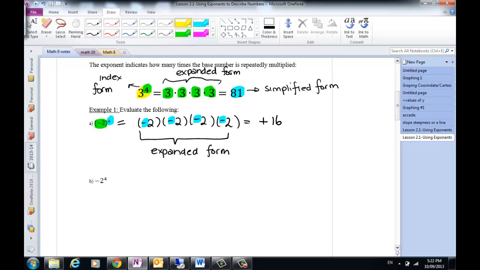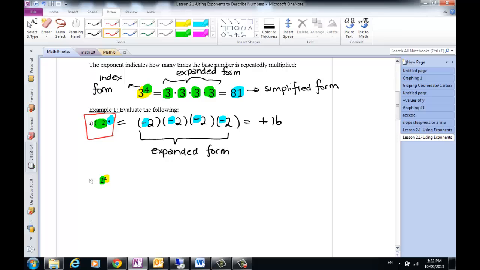Now in the next example, for B, we have negative 2 to the power of 4. Now this 4, ask yourself, is it affecting the negative and the 2 or just the 2? And in fact, it's only affecting the 2. Notice that the 4 is only touching the 2. In the above case, in A, the 4 was affecting the entire thing because it was touching the brackets, so everything inside of those brackets was included. In B, there is no brackets.